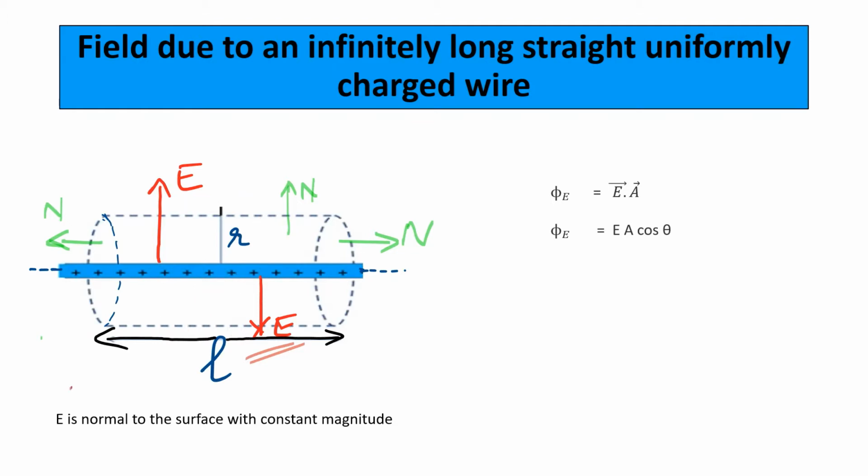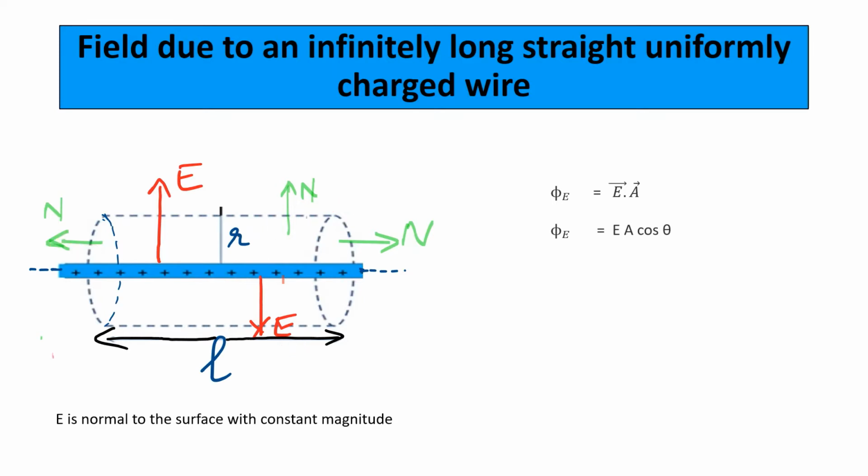We have to find out the electric flux through this Gaussian surface. This Gaussian surface has two end faces and a curved face. How can you draw normal to this end face? Normal will be perpendicular to that face. This is how you draw normal to that face. For this face, the normal will be in this direction. For the curved surface, the normal will be in this way.